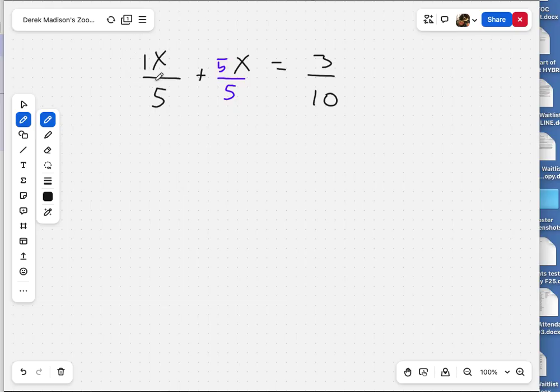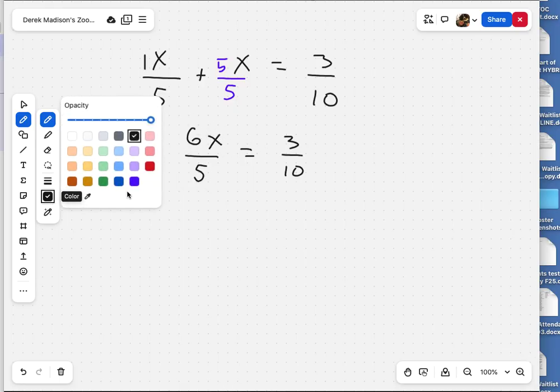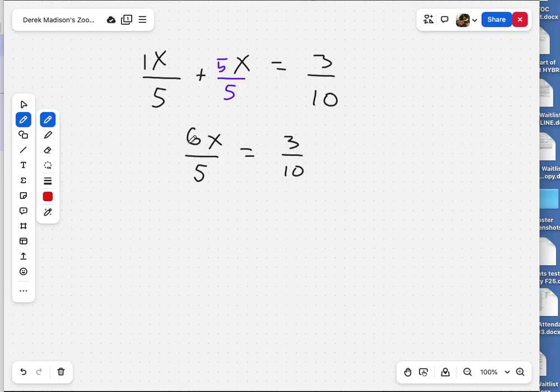So this would be like an invisible 1x plus 5x, so that would give me 6x over 5 equals 3/10. And from there, we have this fraction, 6/5 times x. So my preferred way for solving that would just be, I could multiply both sides by 5 and then divide by 6. I think it's easier if we use the reciprocal and just do it all in one step. So I'm going to go 5 over 6, and you can see how that's going to cancel out, and 5 over 6 on this side.